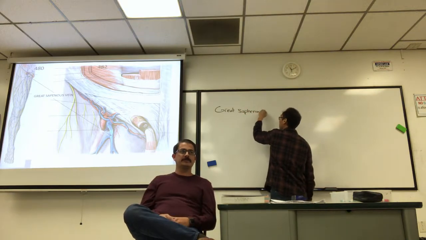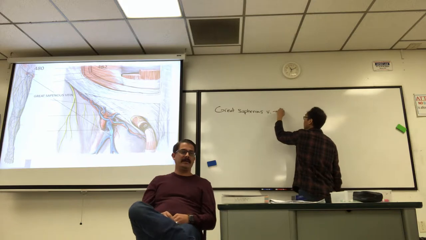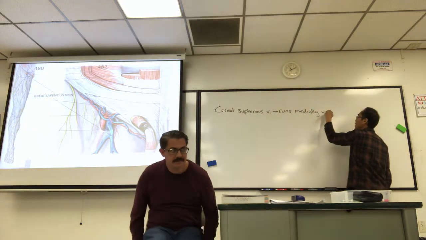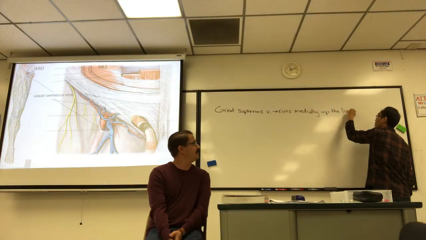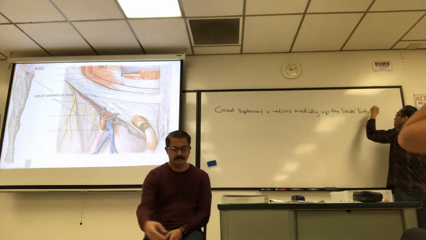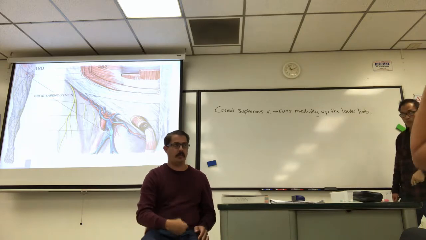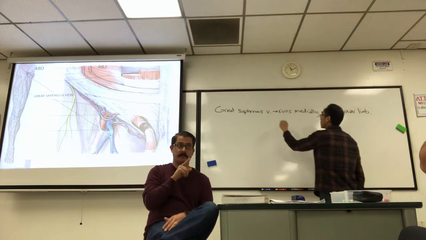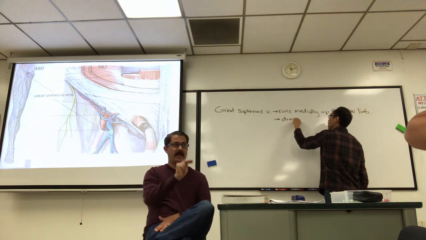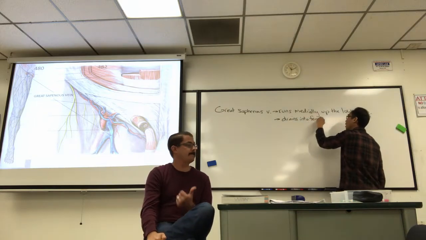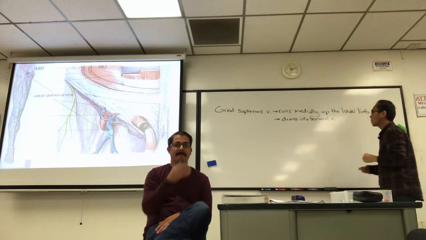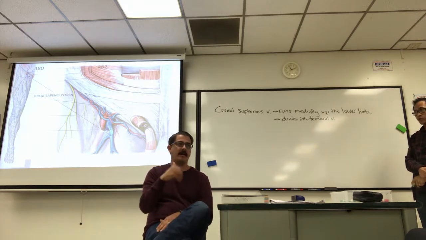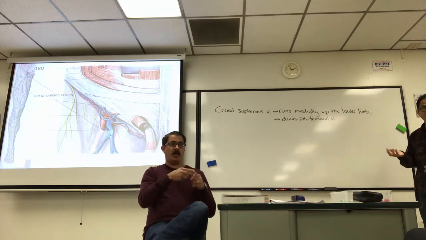Saphenous vein, it runs medially up the lower limb. That's what the picture shows, and it drains into the femoral vein. Don't confuse it with the femoral vein. It drains into it. So if you have a model and you're trying to identify it, look for that. If you don't see one draining into the other, you might just call it the femoral vein if you have no other clues.